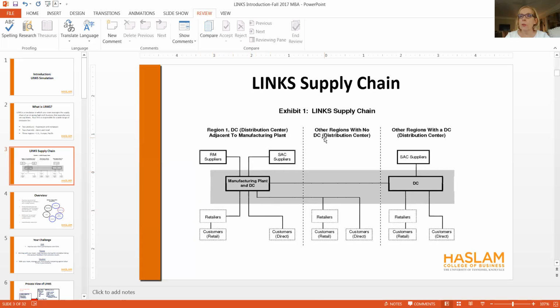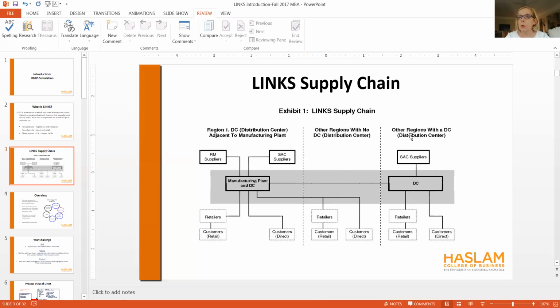Now, what's choices that you have in terms of your strategy is that you can determine for Europe and then also for the Pacific, do I want to have a presence, and a presence being a distribution center and perhaps some light manufacturing or assembly there, or do I want to just ship direct from my manufacturing facility and my distribution center in the US? That's what this middle piece looks like. We don't have a distribution center there.